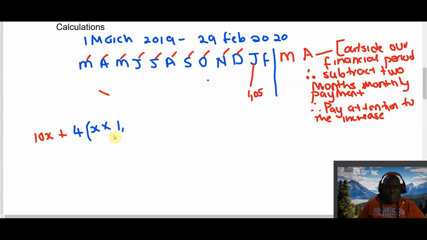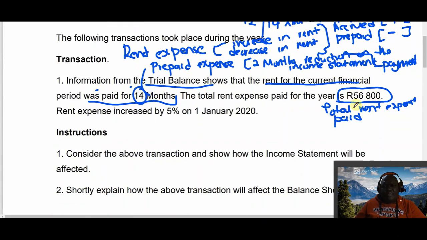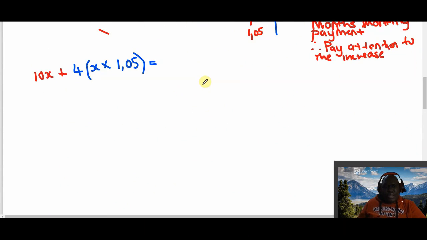times x times 1.05, and then the answer is supposed to give you, I don't know if you remember that total that was given to us, the 56,800. So all this is supposed to give us a total of 56,800. Okay, so that's what we're saying. We're saying that the 10 months of rent that we have paid plus the 4 months of rent that we have paid, and then plus the increase that was implemented, all in all the payments, they are giving us 56,800.